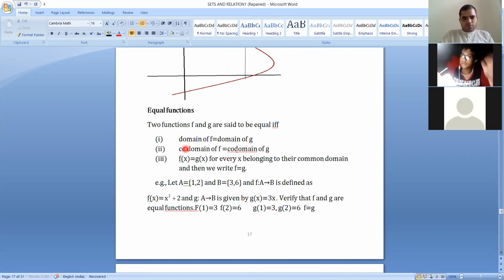Domain of F is equal to domain of G. Codomain of F is equal to codomain of G. And the third condition is f(x) is equal to g(x) for every x belonging to their common domain. Domain means set A and codomain means set B.